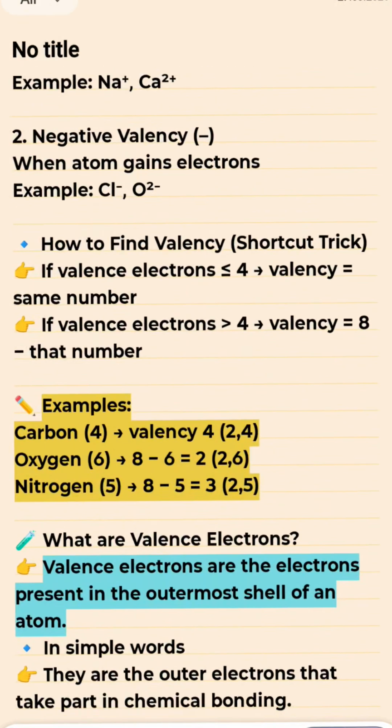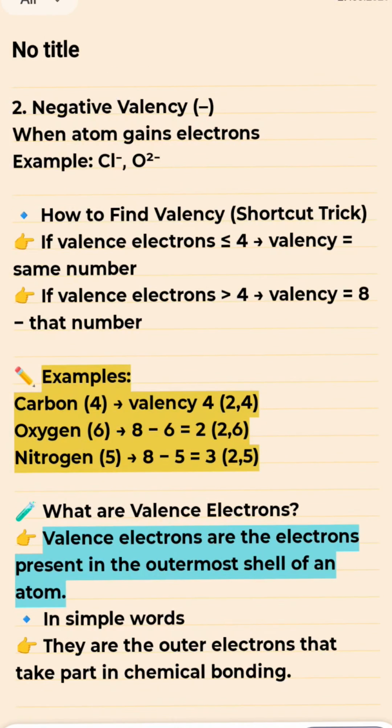So it's a positive valency. Negative valency is how many electrons it gains in order to attain the octet configuration. That means the negative charge that is formed: Cl minus, O2 minus, these are the negative valencies. That means oxide, O2 minus, the valency is 2. Chloride, valency is 1, but having a negative charge.